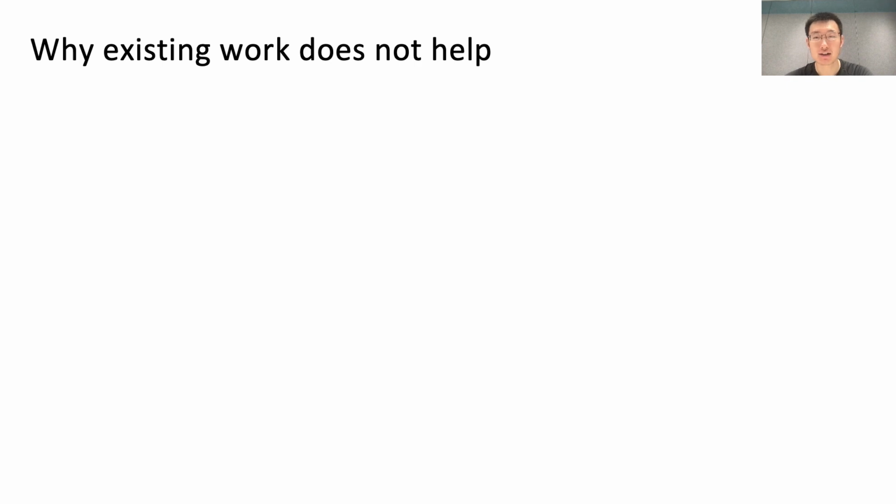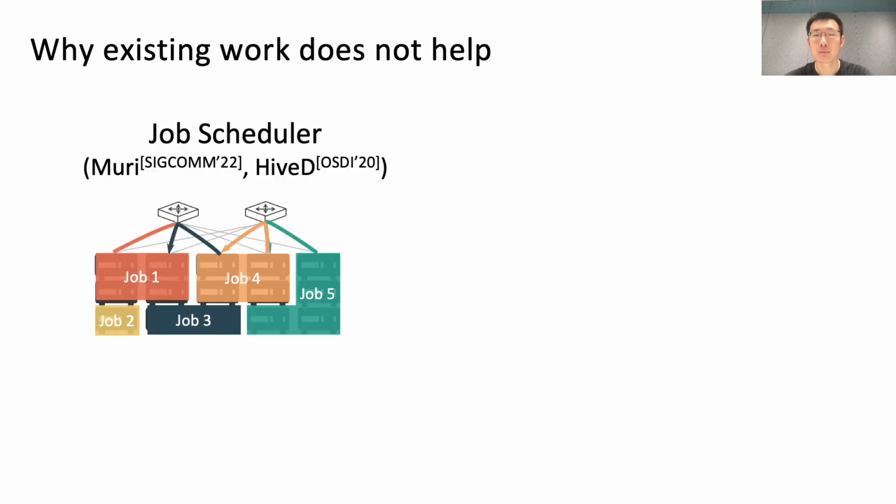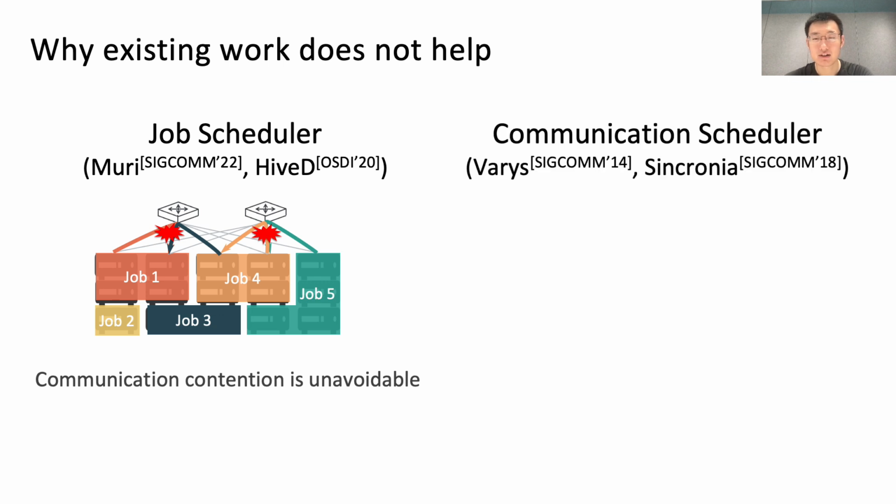So why existing work does not help? First, most multi-tenant GPU clusters have job schedulers. The job scheduler locates each job to different hosts and tries to reduce resource contention, including communication contention. However, with the number of jobs increases, communication contention can be reduced but cannot be completely avoided. So, even if the jobs are carefully located, we still need a communication scheduler to make path selection or assign higher priorities to data flows of important jobs. It helps to further mitigate communication contention.